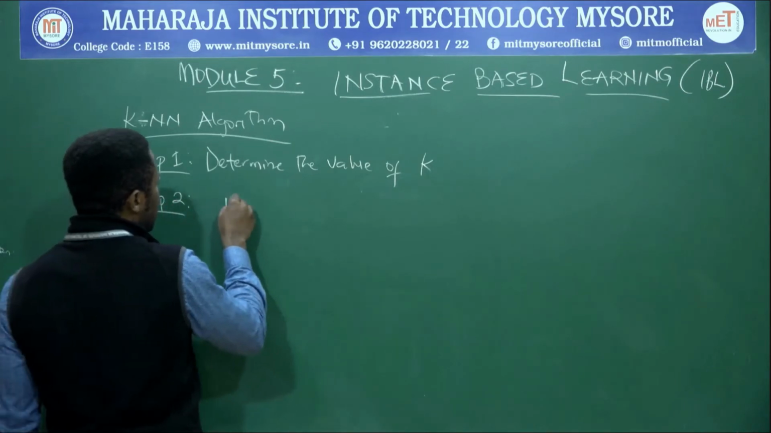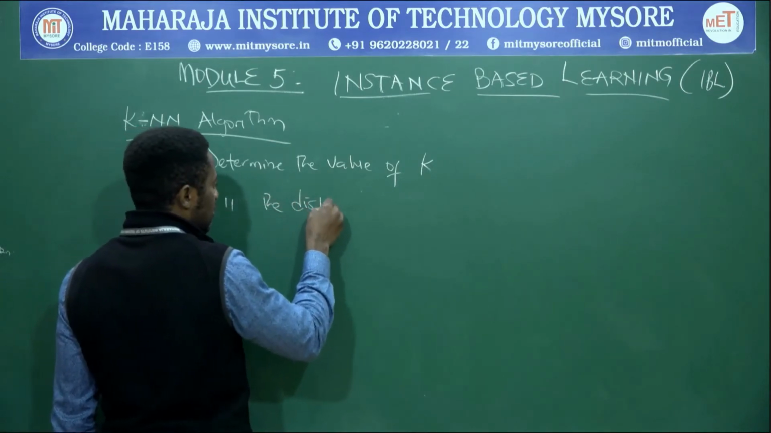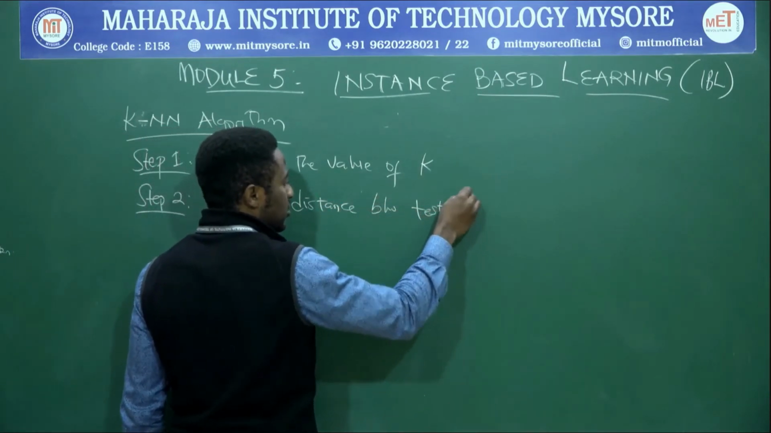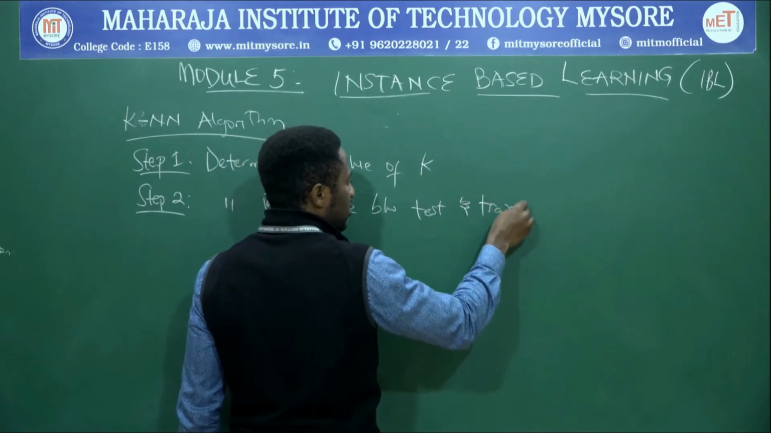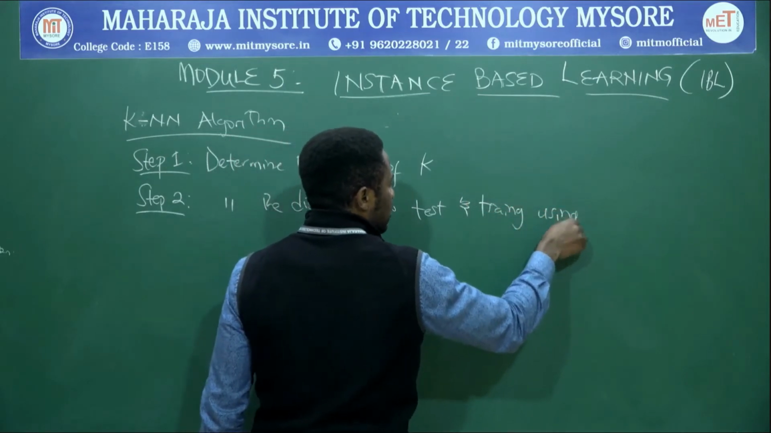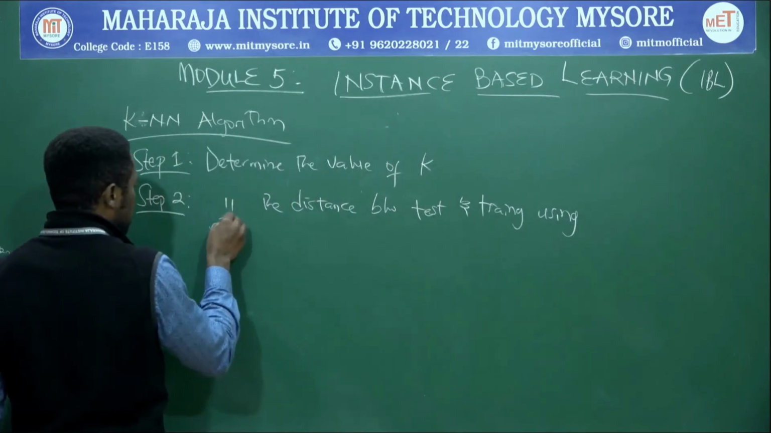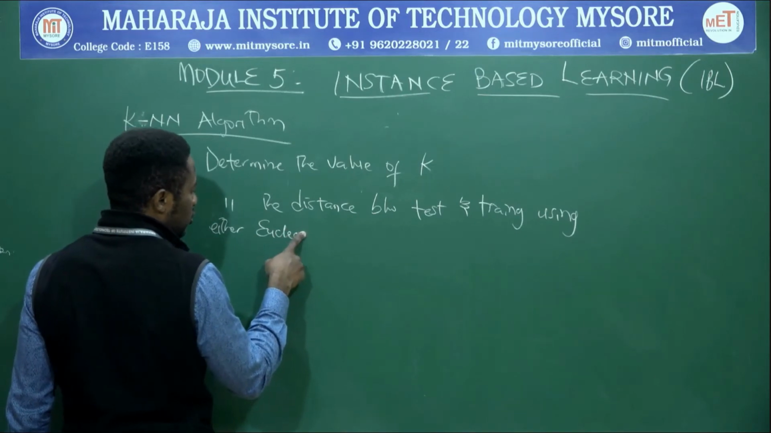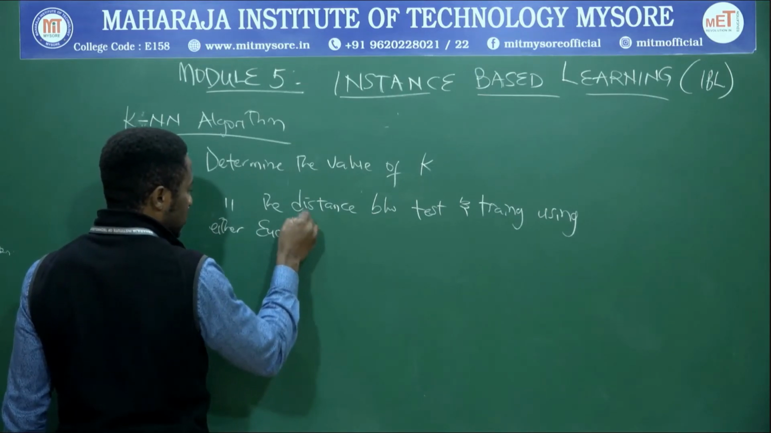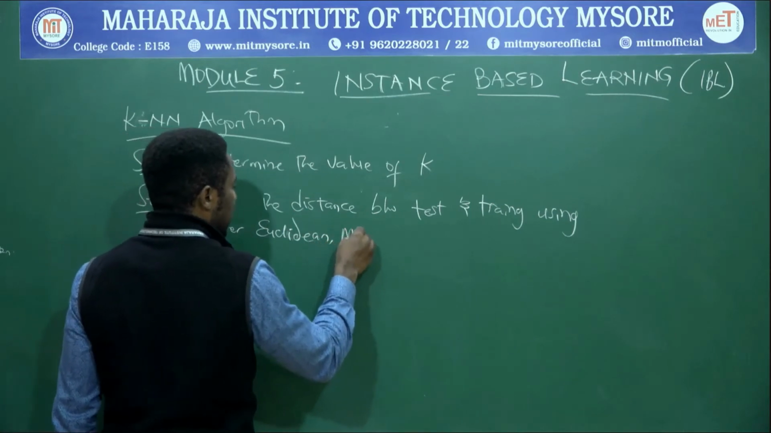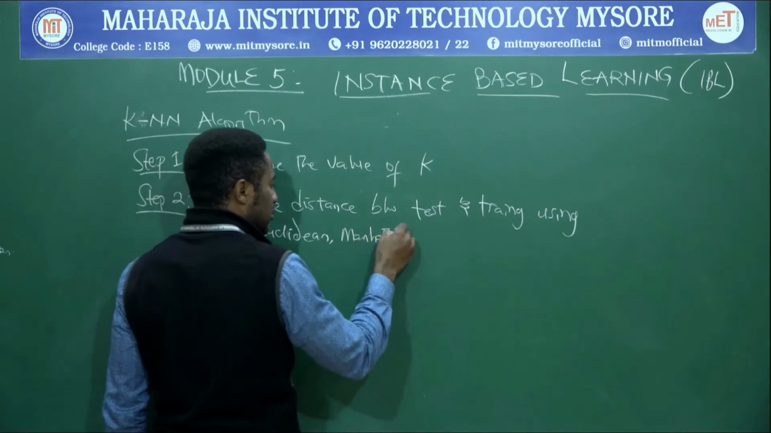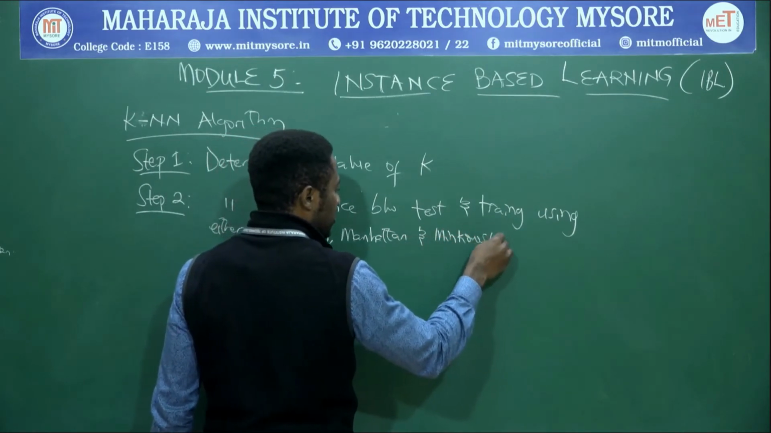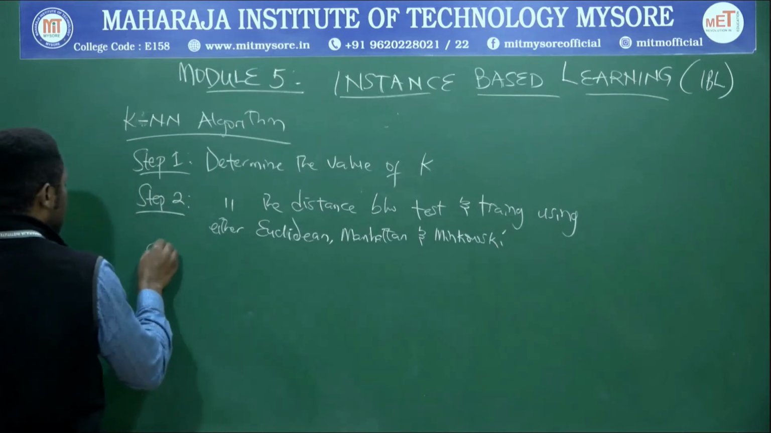So can we say, determine the distance between the test and training using either what? I'll start with Euclidean because we know that for sure. Euclidean, Manhattan, and Minkowski. Okay? So that leads us to step 3.